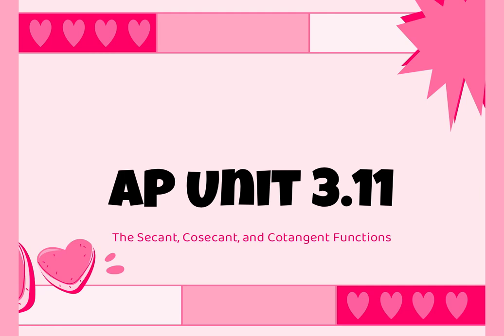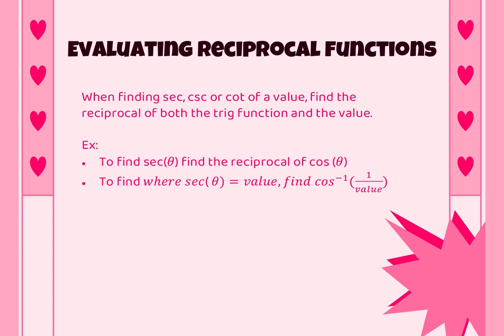All right, so 3.11 is called the secant, cosecant, and cotangent functions. It starts with evaluating these functions, which we did a little bit last week, and then it gets into graphing those functions. So when we're evaluating reciprocal functions, there are two different types of questions you could see.